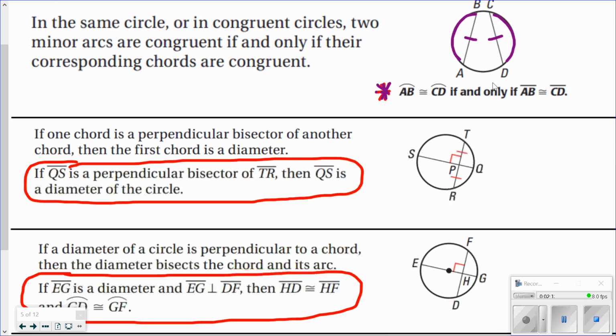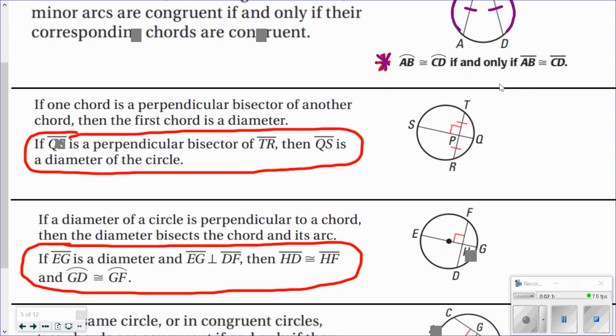Let's scroll down here. If one chord is a perpendicular bisector of another chord, then the first chord is a diameter. What's important, I would write down this here and sketch out this picture. If we know that SQ is a perpendicular bisector of TR, so perpendicular creates a 90-degree angle, bisector means it cuts it in half, then we know that QS is a diameter of the circle.